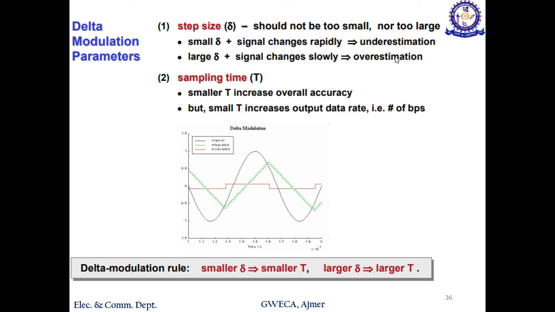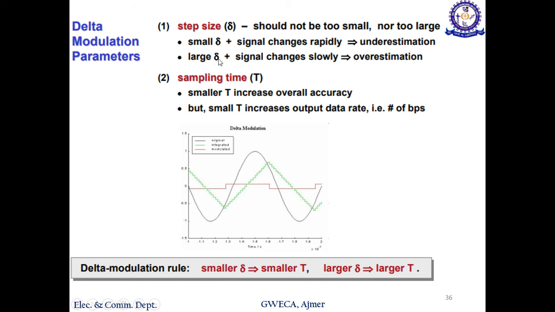There are two main modulation parameters in delta modulation: step size and sampling time. The step size should not be too small or too large. What happens with a small step size is that the signal changes very rapidly. For a small step, the signal changes very rapidly, so it's underestimation.